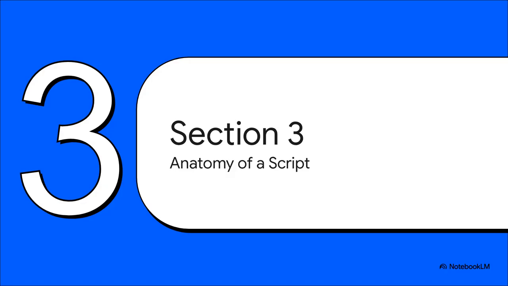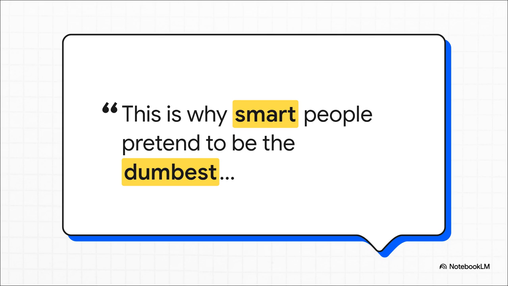Next up, section 3, anatomy of a viral script. Let's actually deconstruct a specific 35-second script template designed perfectly for this psychological curiosity niche. It all kicks off with the ultimate 3-second hook. This is exactly why smart people always pretend to be the dumbest person in the room.